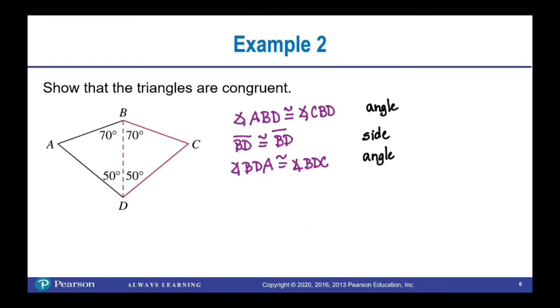How you name your first triangle doesn't matter, so I'm going to name it triangle ABD. Then as I start to name my second triangle, I need to name the matching pieces in the same order. A and C match, B and B match, and D and D match. These two triangles are congruent by angle, side, angle.